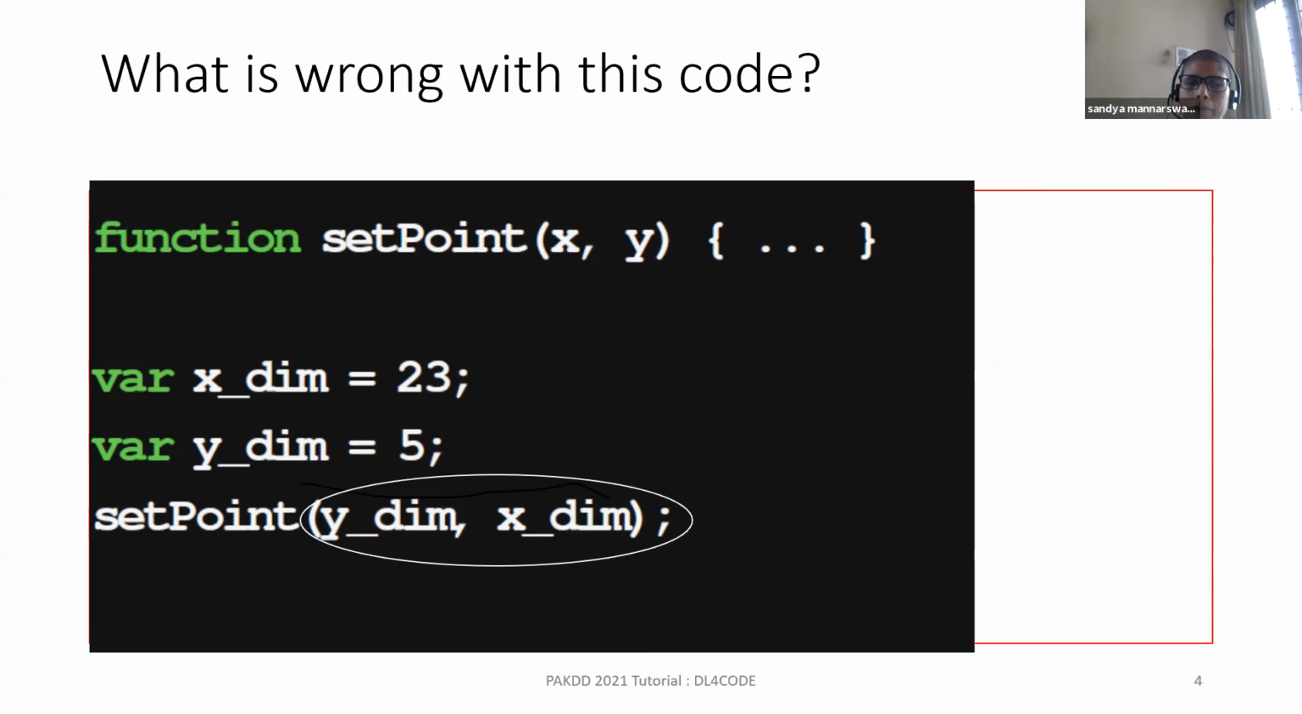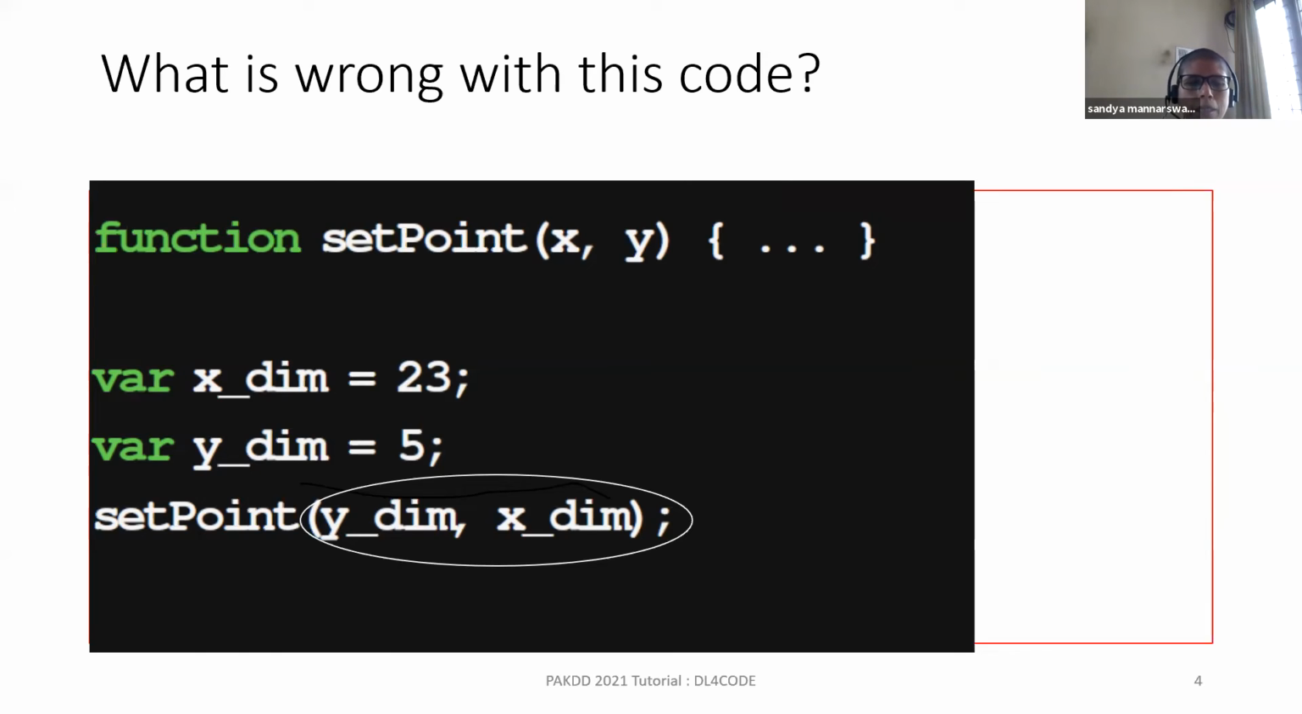I'll walk through a couple of quick examples to show what naming bugs are. In this specific example, you have a function setPoint, which takes two arguments, x comma y. Let's forget about what the definition is and treat it as a black box. But when you look at the invocation of setPoint, you can see that it's being called with ydim and xdim. To a human who looks at the code, it becomes somewhat obvious that there is a bug in the code.